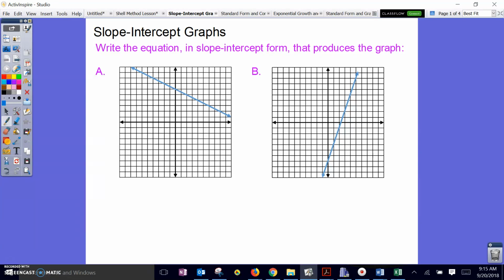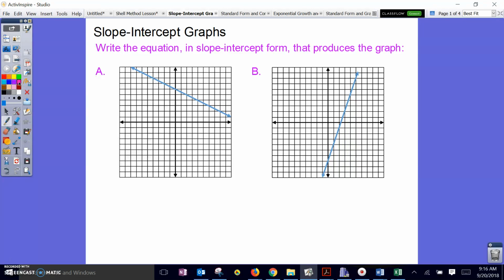Alright, welcome back everybody. In this video we're going to talk about slope-intercept graphs. Specifically we're going to talk about writing an equation in slope-intercept form based off of a graph, or making a graph based off of an equation that's in slope-intercept form. So we're going to start by looking at some graphs and writing the equations in slope-intercept form that produce those graphs. So basically we'll go through a two-step process to do this.